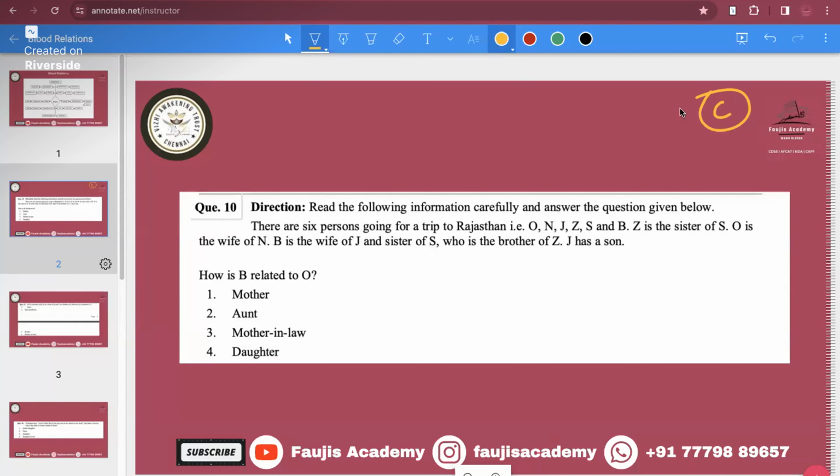Okay, so let's try solving this question. There are 6 persons going for a trip to Rajasthan. Who are they? O, N, J, Z, S, and B. These are the 6 persons.